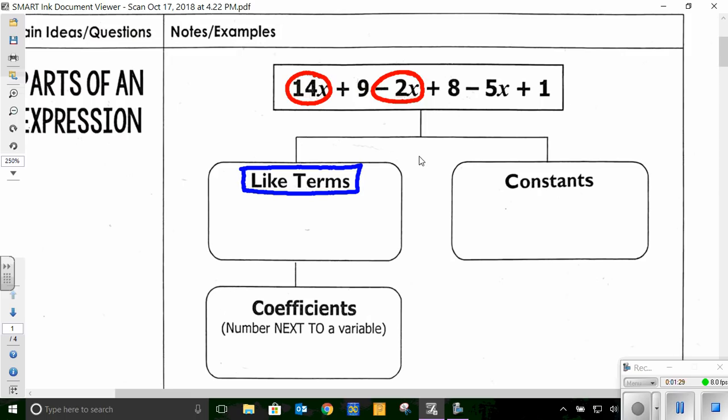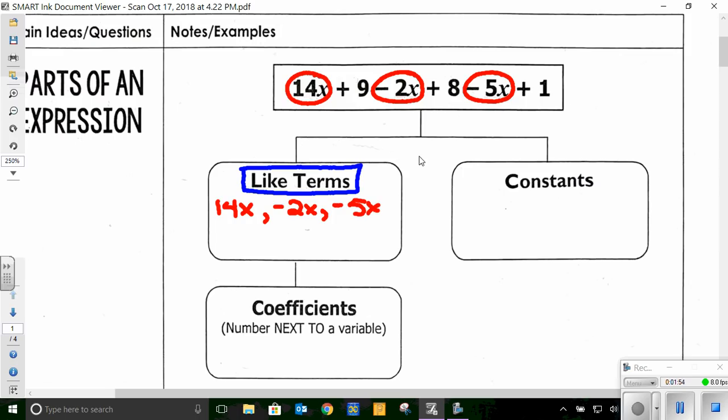The 8, again, does not have a variable. The 5x does have a variable with it. Again, it's a negative 5x. And then we also have a positive 1, which does not have an x. So my like terms so far for my variables, these all have a variable in it, is I have 14x, I have negative 2x, and I also have negative 5x.